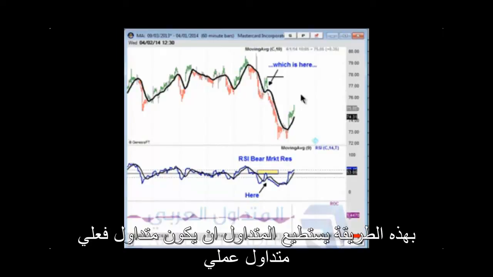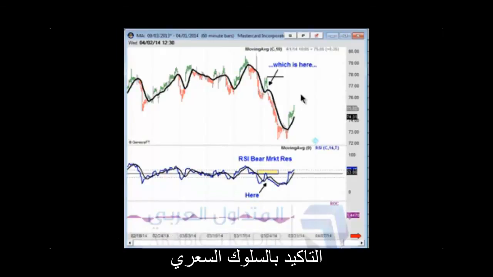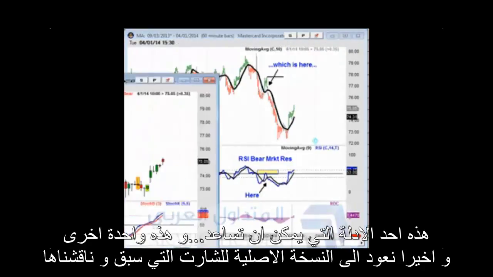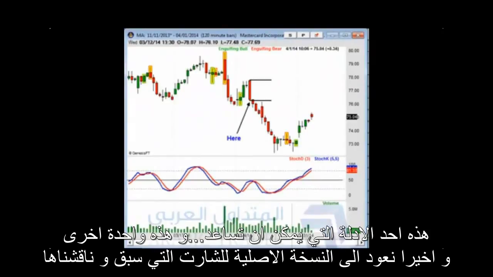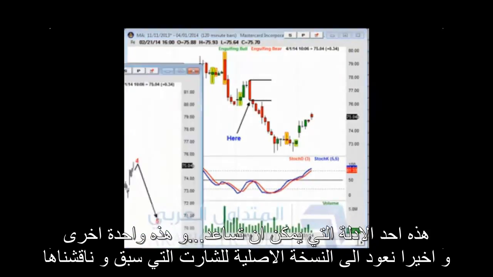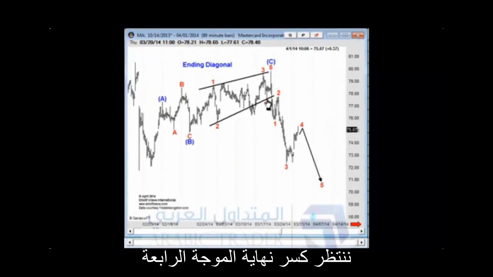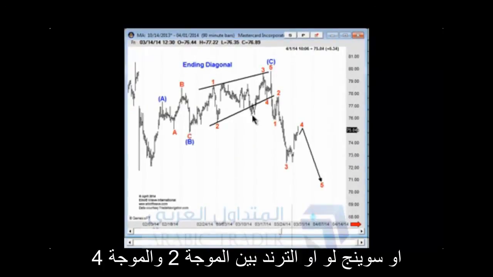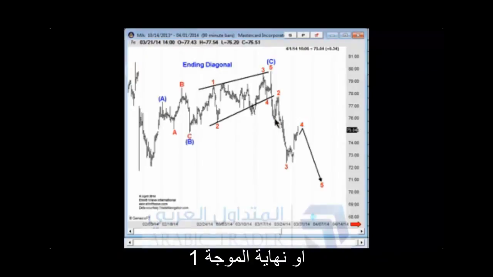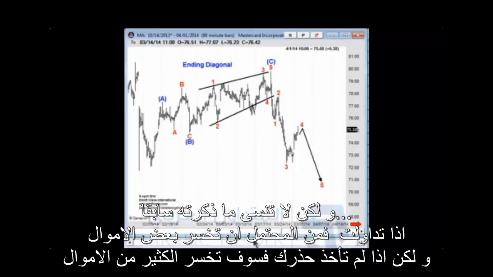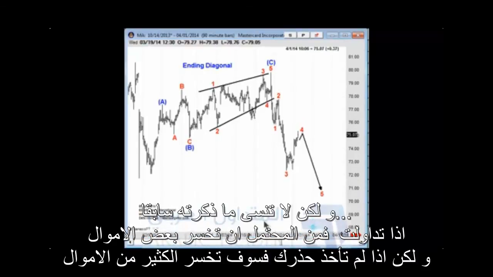So this is how a trade becomes a trade, confirming price action. Here's one piece of evidence I can look for. Here's another piece of evidence I can look for. And finally, we can go back to our original price chart here, and wait for a break of the extreme of wave 4 of the pattern, prior swing low, 2-4 trend line, or even the extreme of wave 1. Again, there's not a single best way. There's only your way.